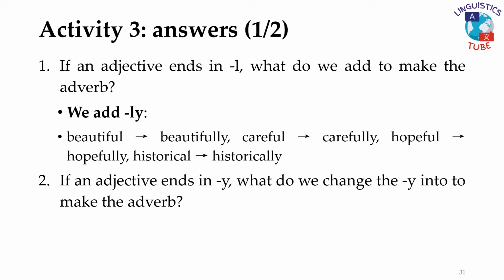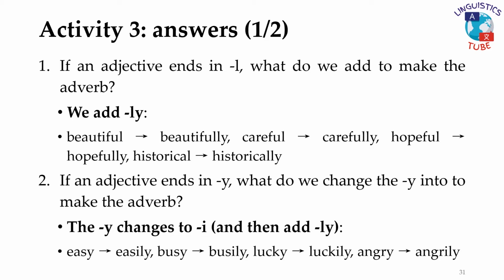Here are the answers. To make an adverb from an adjective that ends in L, we add ly. There are many examples, and here are just a few. Beautiful, beautifully. Careful, carefully. Hopeful, hopefully. Historical, historically. Secondly, if an adjective ends in Y, we change the Y into I and then add ly to make the adverb. For example, easy, easily. Busy, busily. Lucky, luckily. Angry, angrily.